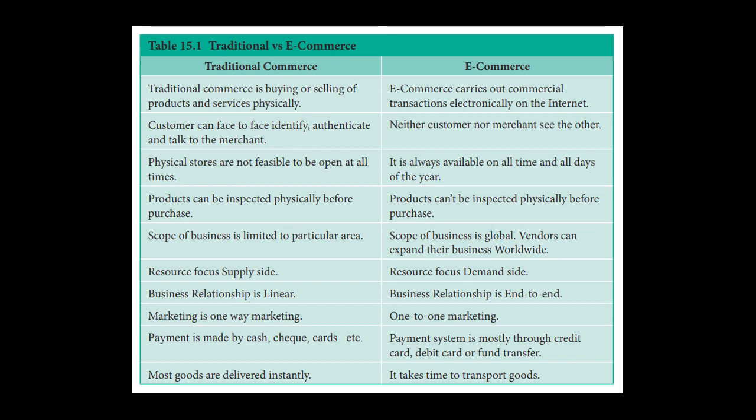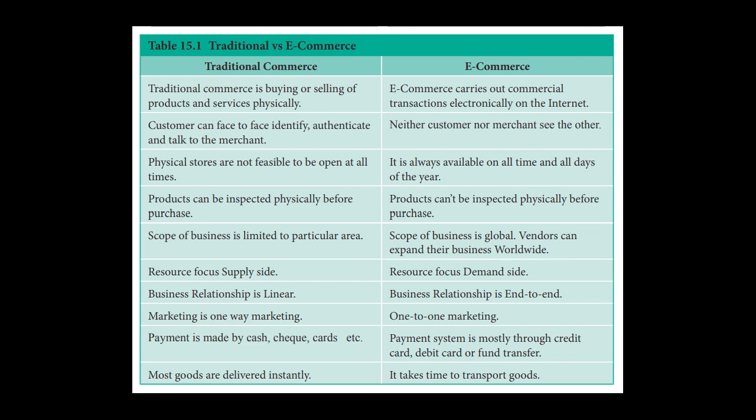And the next one is business relationship. In traditional commerce, business relationship is linear, and in e-commerce, business relationship is end to end. That means you reach the seller, you pay the amount to that seller, and that seller sends the product to you. It comes from that end to this end, right? Here in traditional commerce, it will be linear. Sometimes the owner will be there and some agent will get the product, and you will see the agent and buy the product from the agent, right?